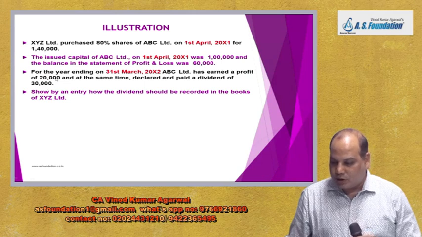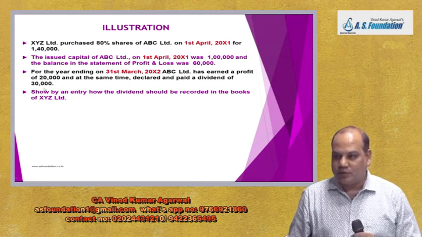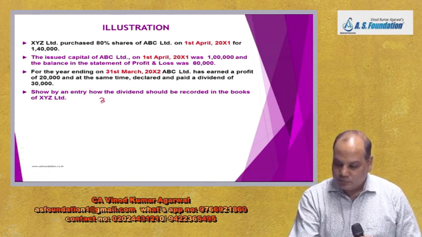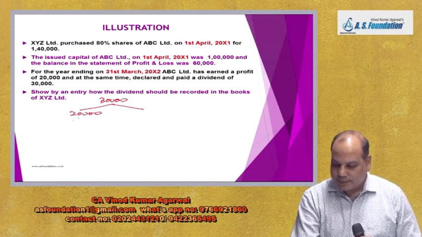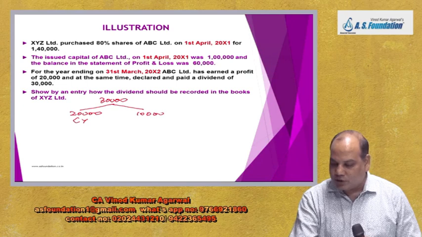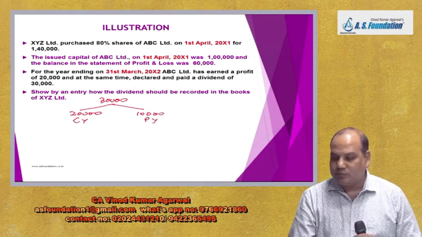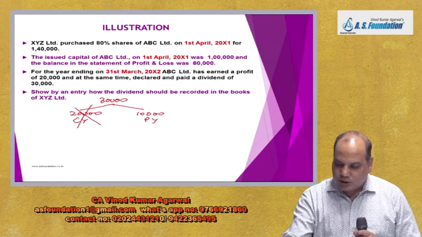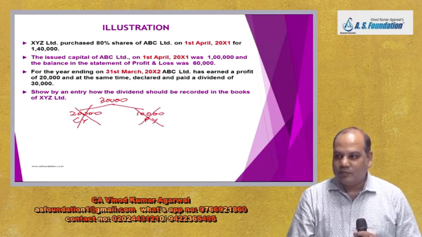Now, out of current year, how much dividend they have paid? 20,000. But out of previous year earning also they have paid 10,000. Is it understandable? How much total dividend they have paid? 30,000. Current year income is only 20,000. So from where they have utilized 10,000? Previous year. The standard does not distinguish between the two. Okay. So do not over analyze. 30,000 dividend has been paid.